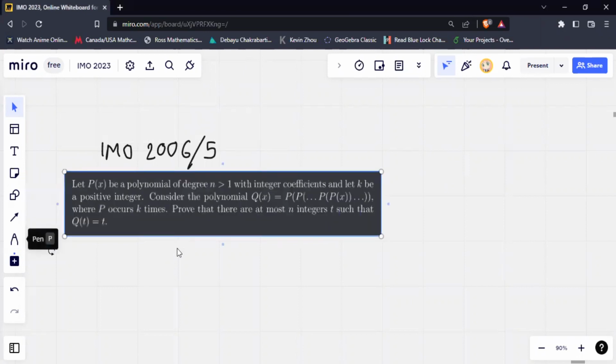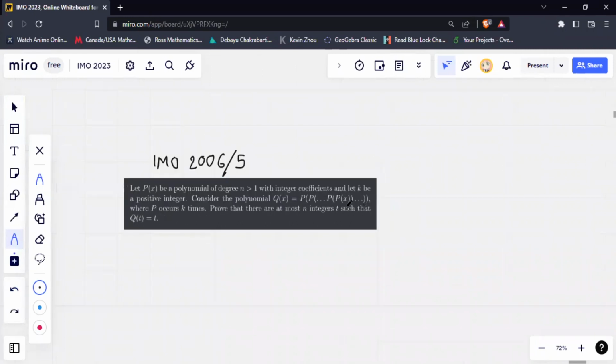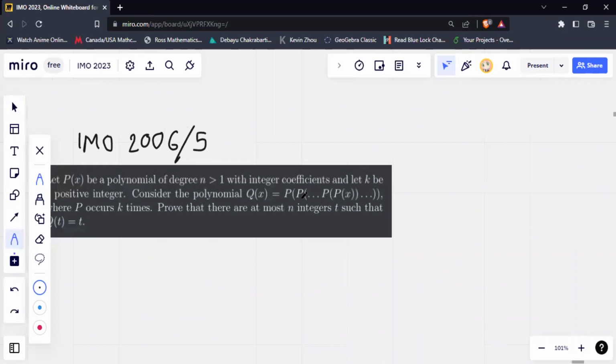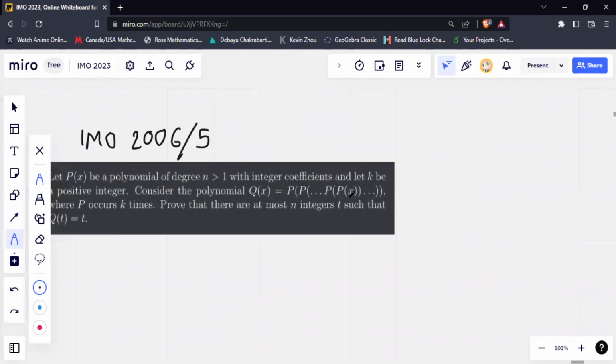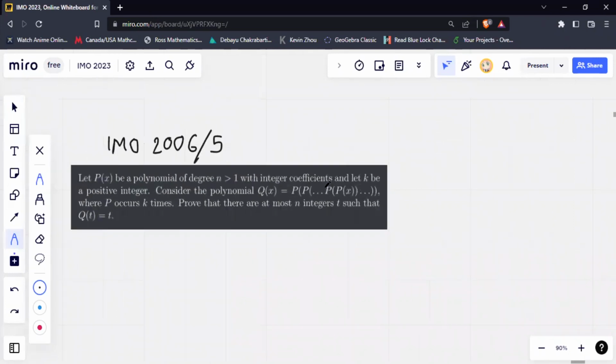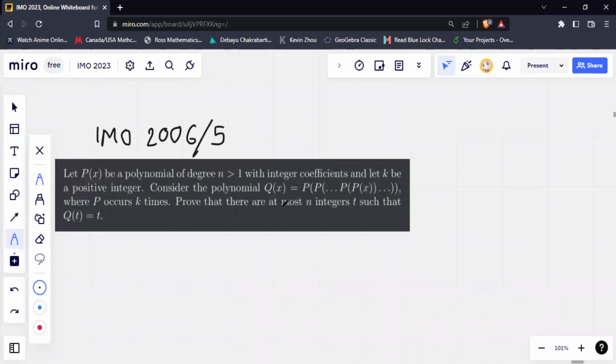Okay, so we have a polynomial P of degree n greater than 1, and it has integer coefficients. k is a positive integer, and Q of x is P applied k times to x. We need to prove that there are at most n integers t such that Q of t equals t. That means there are at most n fixed points.